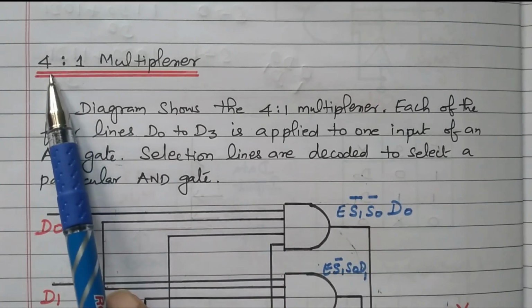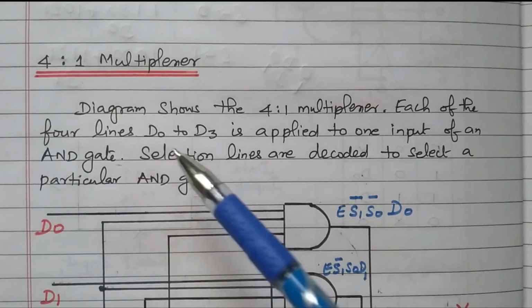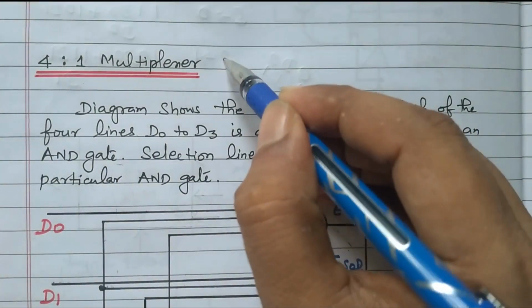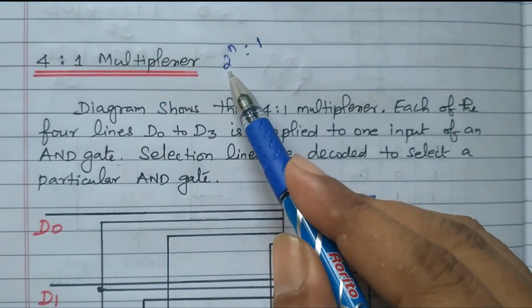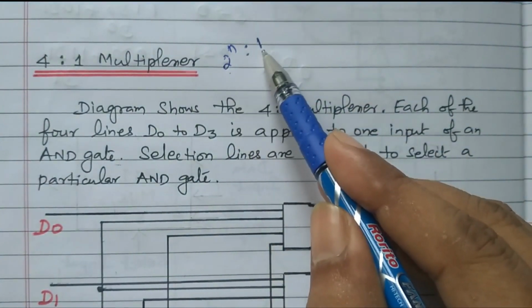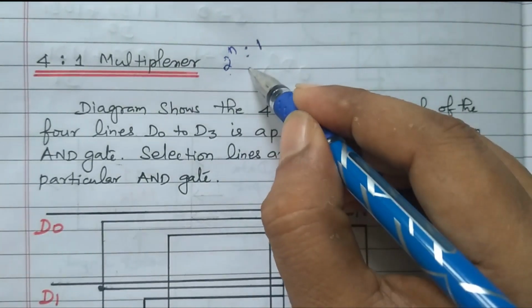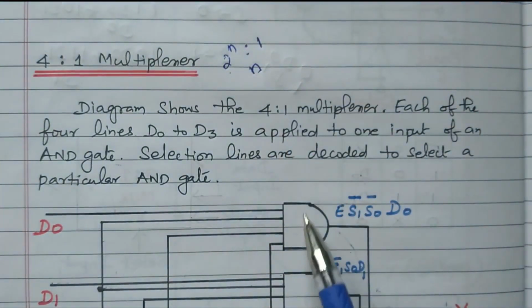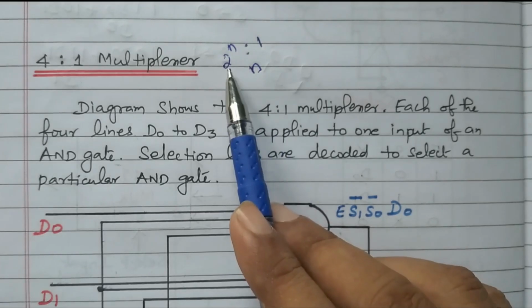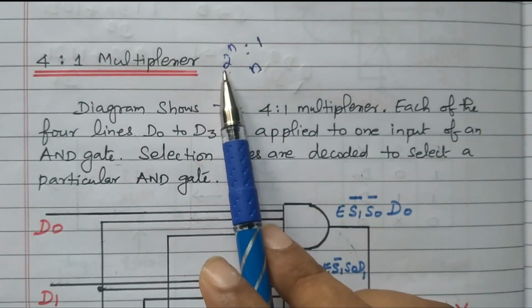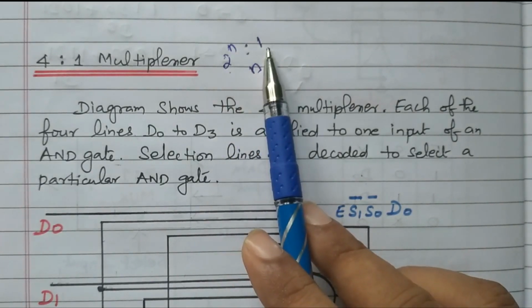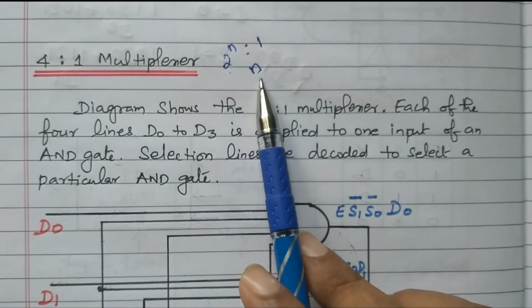Now we'll go to the 4:1 multiplexer. Generally, a multiplexer is nothing but 2 to the power n to 1. That is, 2 to the power n inputs and only one output, with n selection lines. This selection line will decide which input should be available at the output, right? So the multiplexer is nothing but many inputs into one output, decided by the selection lines.